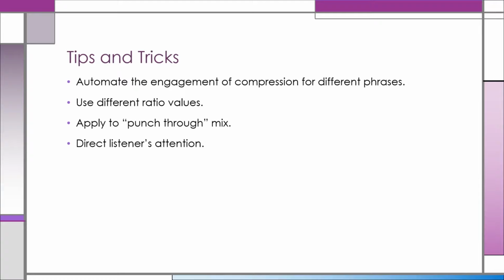If you're mixing music or doing something where you suddenly want certain elements to be important and then fall to the background and have the priority shift, you can automate the use of compression for different phrases. So when certain things come in that you want to draw the listener's attention to, you can apply compression to those things and not apply it to other elements. You can use different ratio values or essentially apply different amounts of compression.